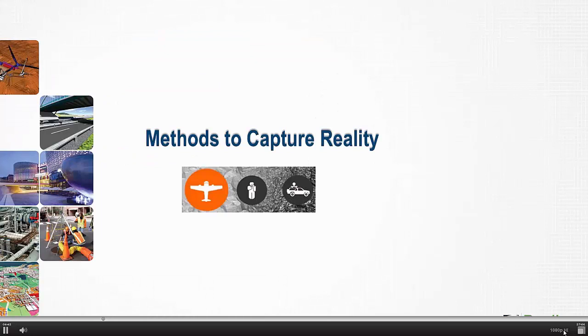Next, we want to look at how we capture the digital images. Acquiring imagery can use 3 main classifications. The first being mobile, the second being ground, and third being aerial.